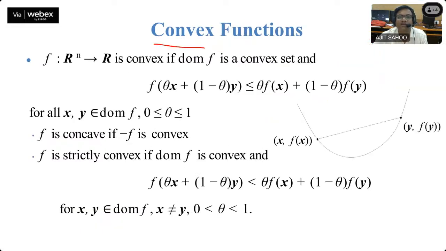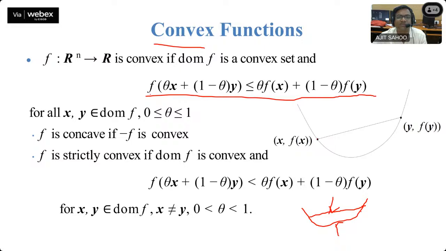Then come to the convex function. A convex function means, if you take this type of function, and take 2 arbitrary points and join them, and this line lies above the function value, then that is called a convex function. Mathematically it can be written as: f(theta x plus (1 minus theta) y) is less than or equal to theta f(x) plus (1 minus theta) f(y). A function which obeys this relation is called a convex function.